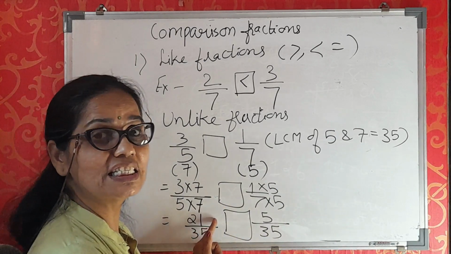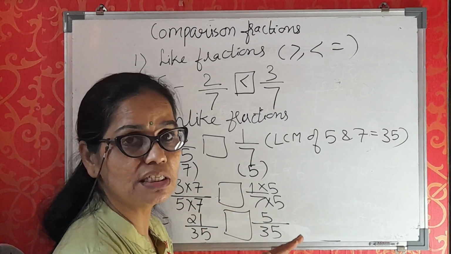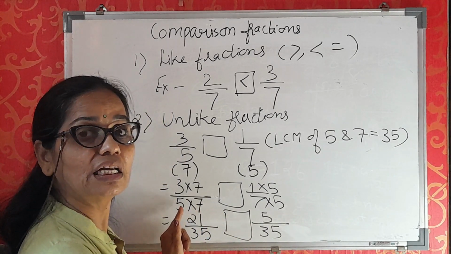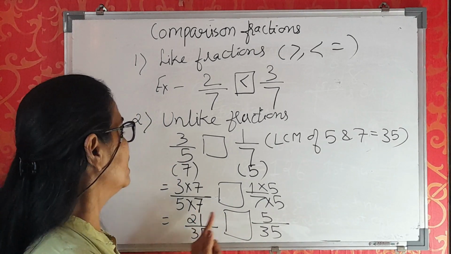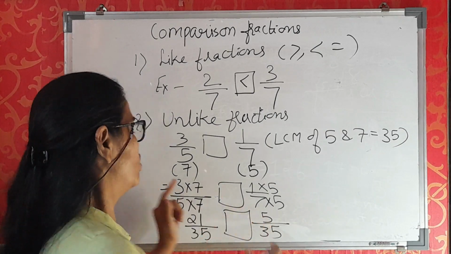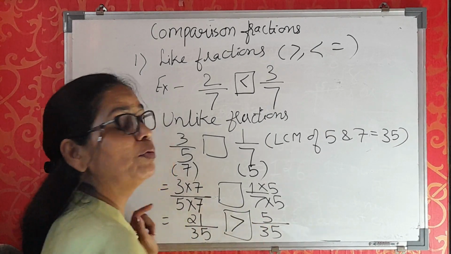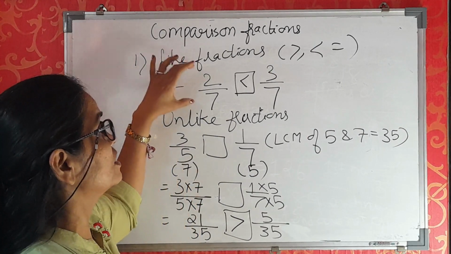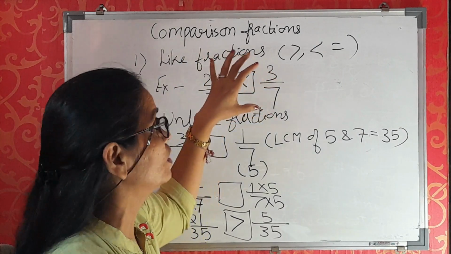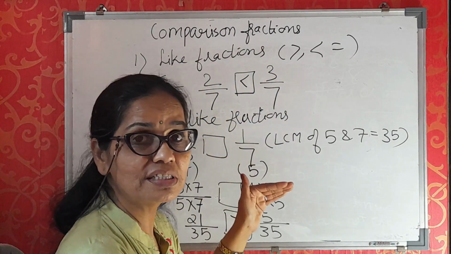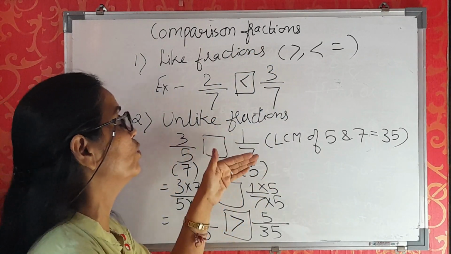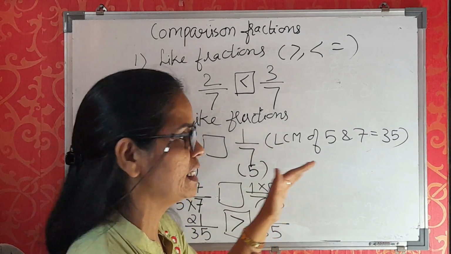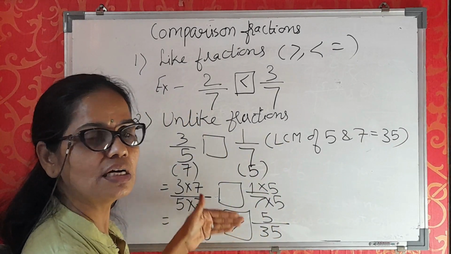So now it's very easy. Which is bigger? Which is smaller? Now in like fractions, you have to only see the numerator. So 21 is bigger than 5. That means 21 upon 35 is bigger than 5 upon 35. So when fractions are like, directly you can put the sign. But when unlike fractions are there, in that case you have to make them like fractions by taking the LCM. In this way you can insert the sign.